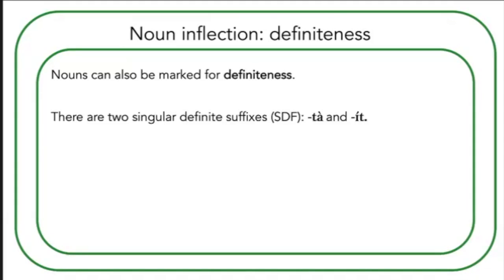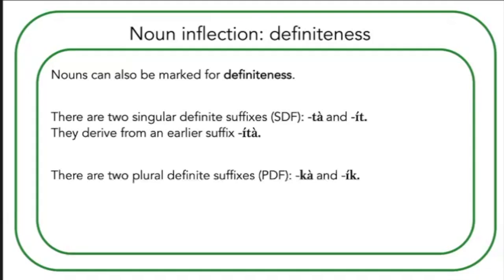The definite is marked differently depending on whether the noun is plural or singular. You have two definite singular suffixes, which are allomorphs, and they derive from an earlier suffix, ita. So you have ta and it in Sengwer, and they derive from a Proto-South Nilotic suffix ita. You have a parallel situation in the plural. You have plural definite suffixes ka and ik, which derive from a previous suffix ika.